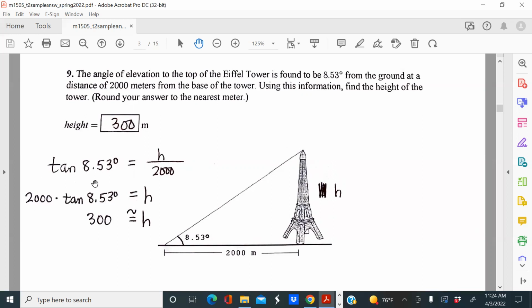And so in a sense, there's the exact value for the height of the Eiffel Tower. But of course, you'll want to get an estimate for the tangent of 8.53 degrees using your calculator. Your calculator can do this easily, right? Make sure you're in degree mode and then multiply that by 2,000, and you'll get approximately 300, because that is approximately the height of the Eiffel Tower. It's about 300 meters tall. So there we get our answer, 300 meters.